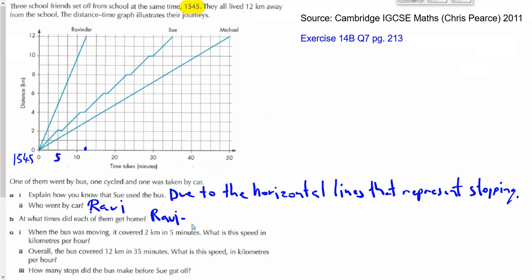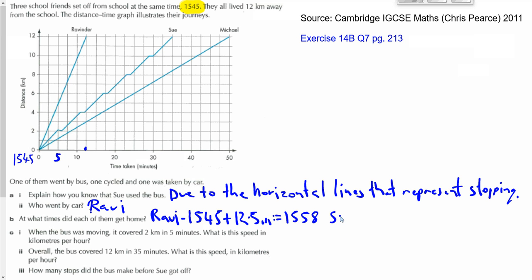Sorry, that's incorrect. Ravi actually left at 15:45, and we're going to add to that his travel time of 12.5 minutes. So that will leave us with a total of 15:45 plus 12 minutes. So that's going to be 15:57.5, but we'll round to the nearest minute, and that will leave us at 15:58. So that's Ravi.